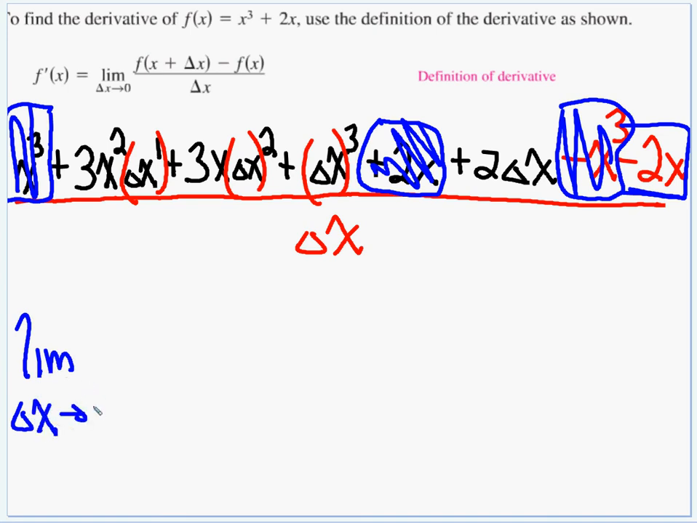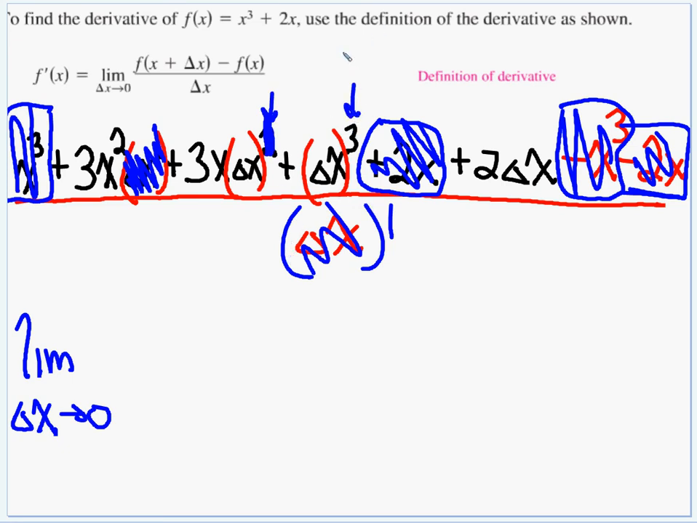Notice now everything left in the numerator has a delta x at least to the first power. So this delta x in the denominator, its first power, I'm going to cancel it. This delta x here is first power. I'm going to scribble it out. This delta x squared is now down to first power. This delta x to the third is now going to be down to squared power. And this delta x here was first power, so it gets canceled. So a lot of scribbling here.